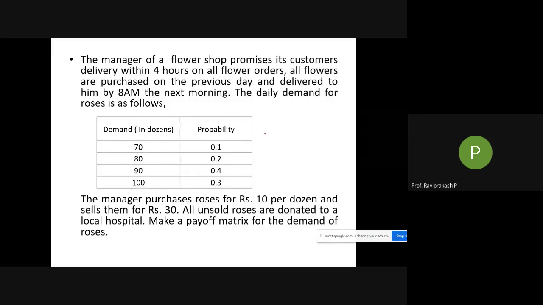Next, what is given here? The person buys roses at 10 rupees per dozen and sells at 30 rupees per dozen. So you have the selling price, the cost price and the demand. In the earlier case they had given A, B, C and demand, but here only demand is given, so on both the horizontal and the vertical side you need to take the demand only.